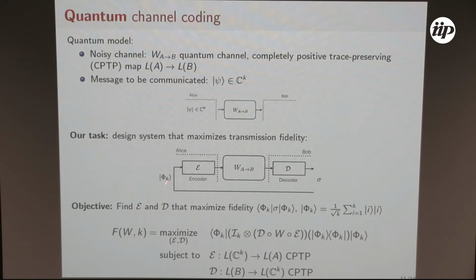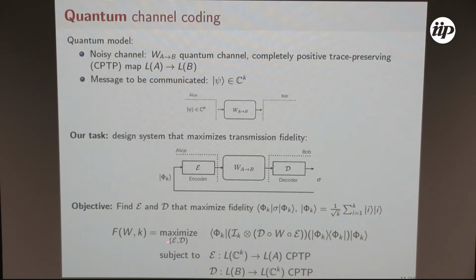The way I'm going to model the sending of quantum information: we know that sending quantum information is the same as being able to recover a maximally entangled pair. So phi k here is a maximally entangled state of dimension k. I keep this part as a reference, and I put the other part into the encoder. It goes through the noisy channel, then through the decoder. I get a state sigma, which might be mixed, and my objective is to maximize the fidelity between sigma and this maximally entangled state phi k.